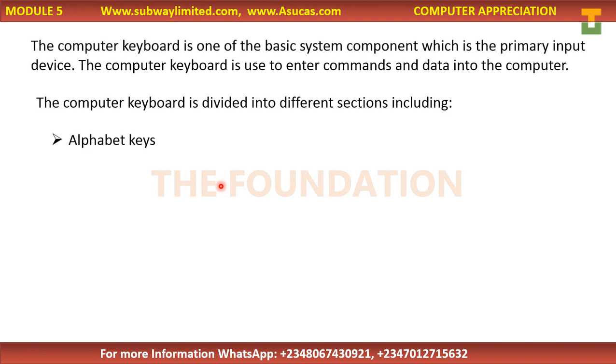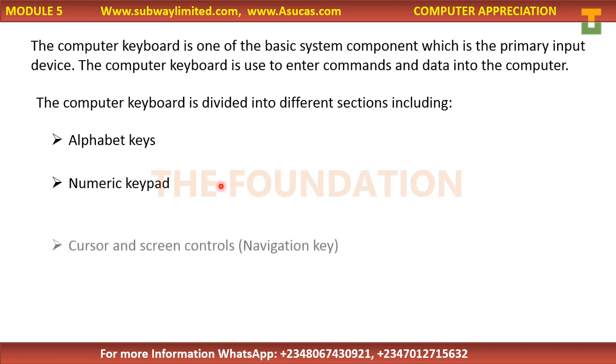Alphabet keys. When we say alphabet keys, those are the keys that you use to type the letters of the alphabet A to Z. The numeric keypad, inside the computer keyboard, we also have the numeric keypad. Those are the keys we use to type numbers. If you want to type 1000, you won't go and press alphabet keys, except you want to type it in Word. If you want to type it in figures, you need to use the numeric keypad.